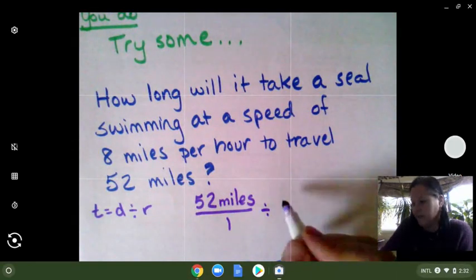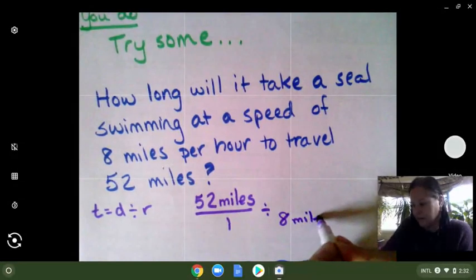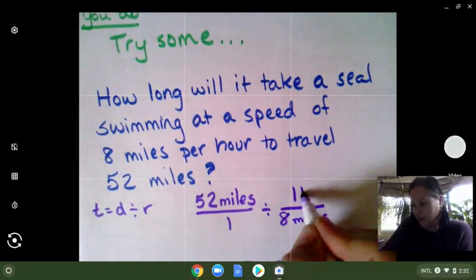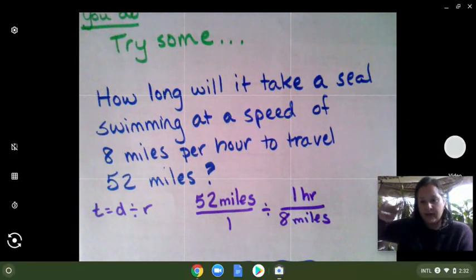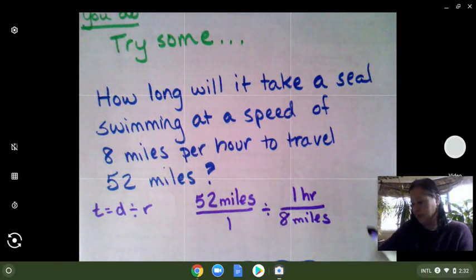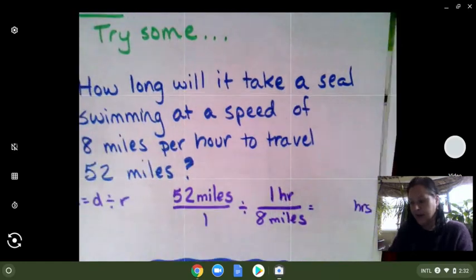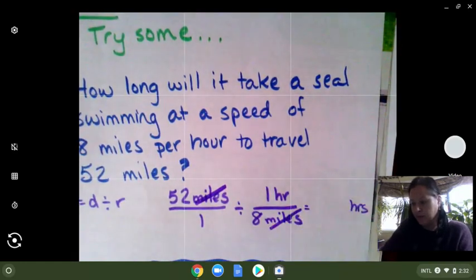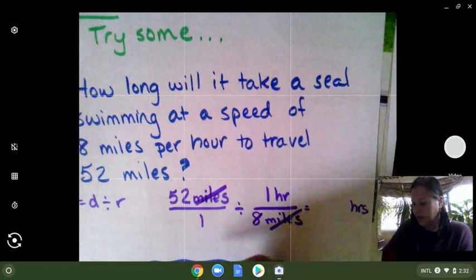So I want to have my time be in hours. So I'm going to put 8 miles per 1 hour, and I'm going to put the hour on the top. And you have the ability to flip this around, because it's 8 miles per hour. So you can flip it either way that you need it. And we need an answer that's going to be in hours at the end, because it's asking for a time. So we want to simplify out our miles. So one has to be on the bottom and one has to be on the top. And then we're going to do 52 divided by 8.